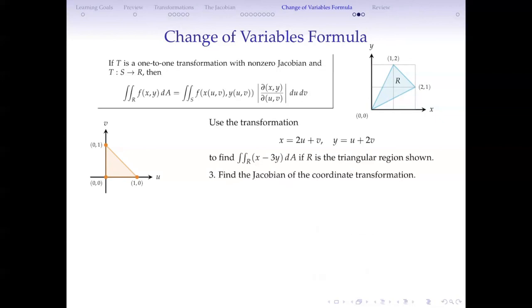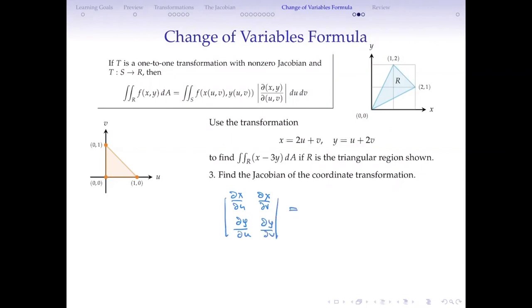I need to find the Jacobian of the coordinate transformation, because remember, that's something that I need for the change of variables formula. So now let's find the Jacobian of the coordinate transformation. What's the Jacobian matrix? Remember, it's dx/du, dx/dv, dy/du, dy/dv.